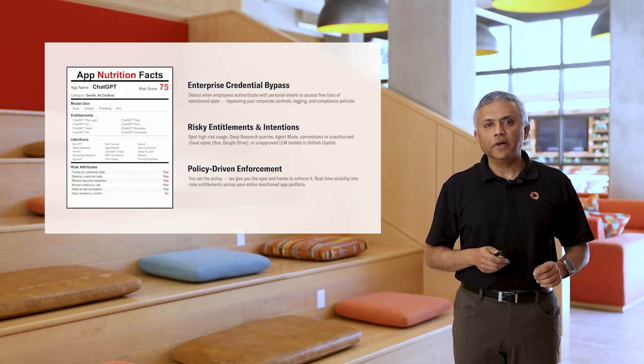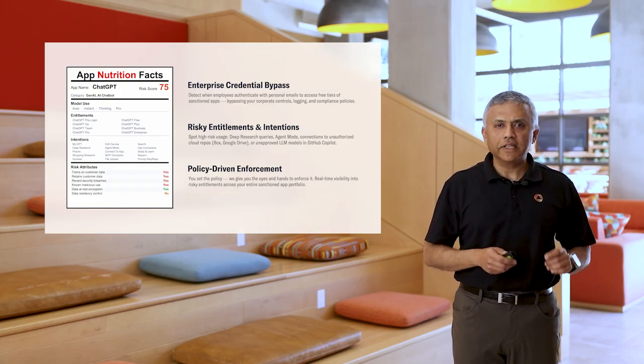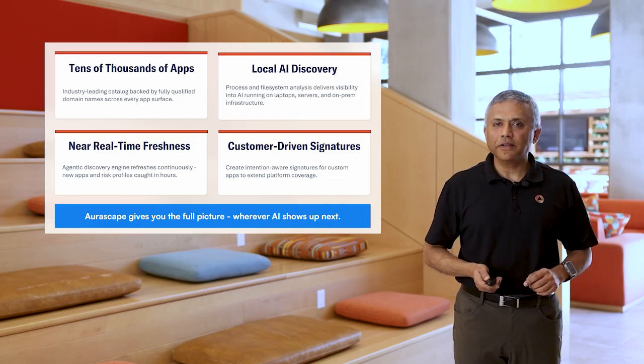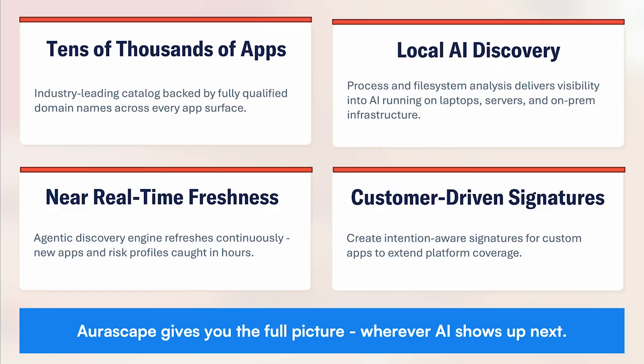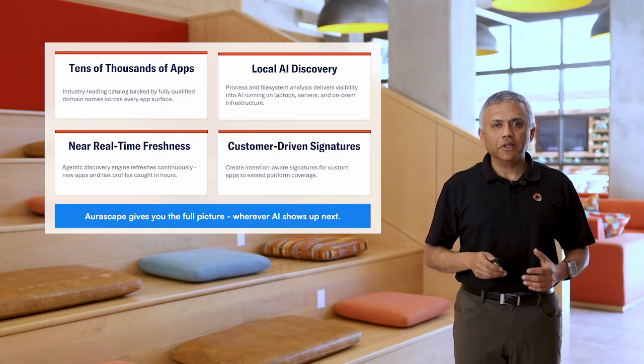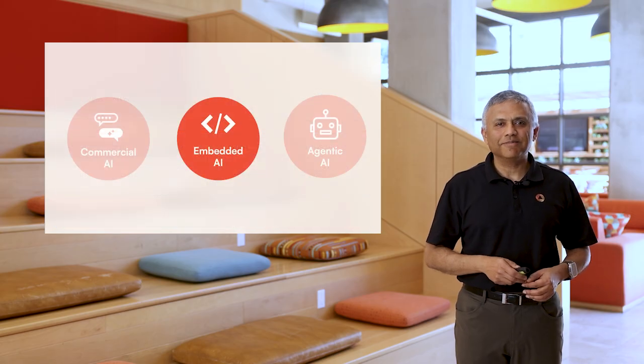And our expanded Deeper Decode now gives you real visibility into risky entitlements, personal credential use, and high-risk intentions across your sanctioned app portfolio. You set the policy. We give you the eyes to see it and the hands to enforce it. So, to bring this all together: tens of thousands of apps with real FQDN-backed coverage, deeper decode into sanctioned app risks and entitlements, visibility into locally running AI, faster and fresher discovery, and the ability for customers to build their own signatures. This is what it looks like when a platform is purpose-built to keep up with the pace of AI adoption, and we're just getting started.